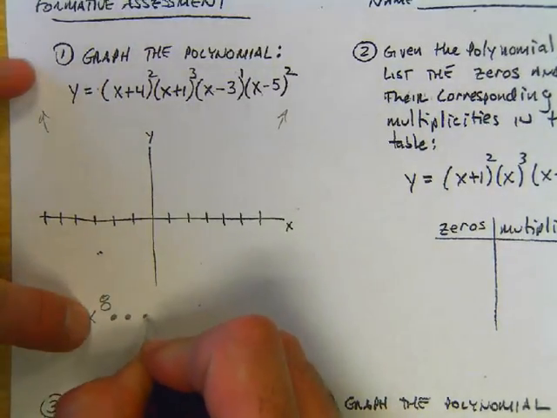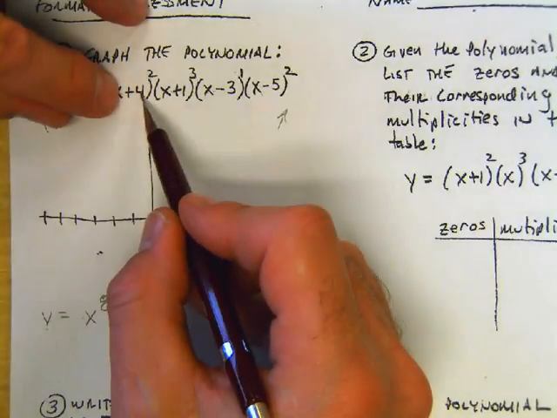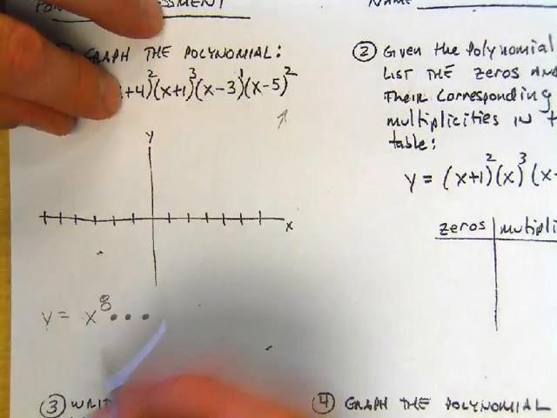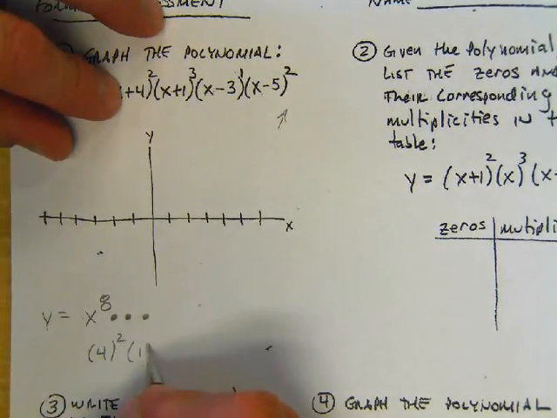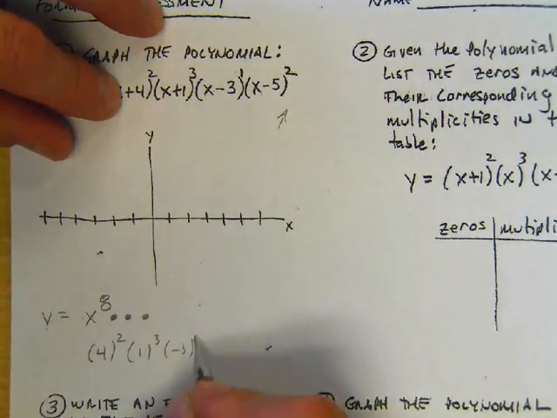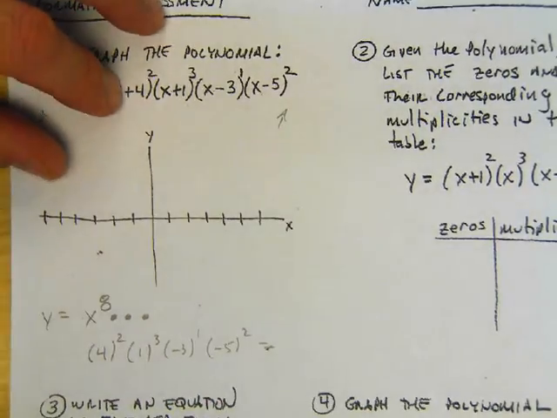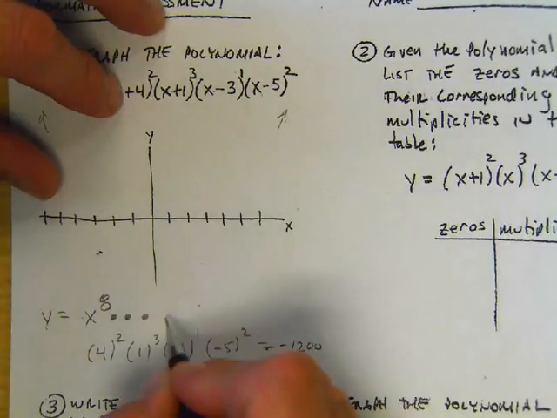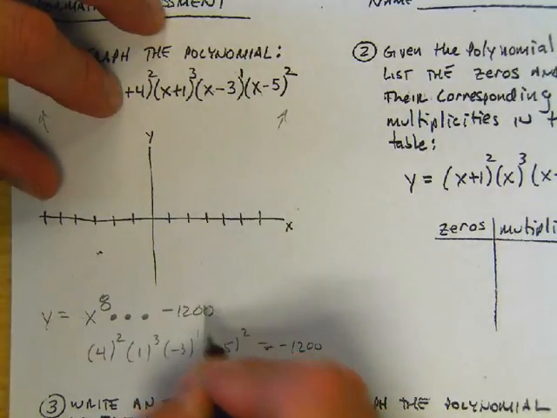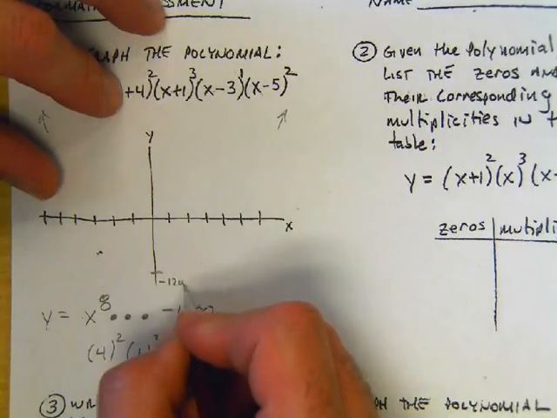To get the last term, we take the last term in each of these linear binomials. So I'm just going to write it out here. 4 squared, 1 cubed, negative 3 to the 1, negative 5 squared. And if you were to multiply that out, you'd get negative 1200. So that's the y-intercept way down low, negative 1200.